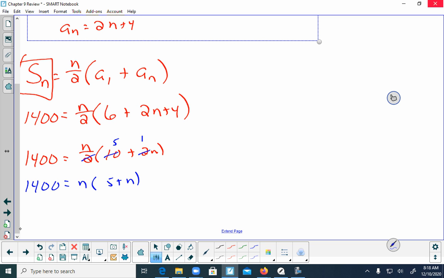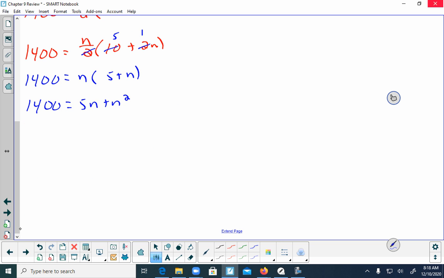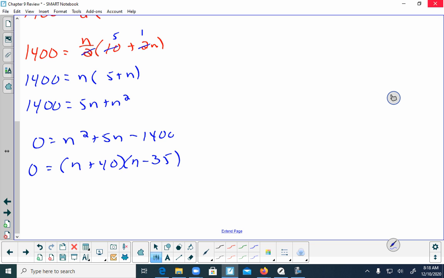So then, oh, it's going to be quadratic. 1400 is equal to 5n plus n squared. Set it equal to 0. n squared plus 5n minus 1400. I switched things around while I was at it. This ends up factoring as n plus 40 and n minus 35. So my choices for n are negative 40 and 35.